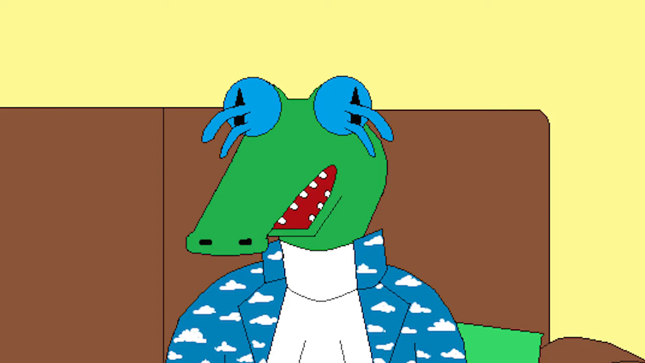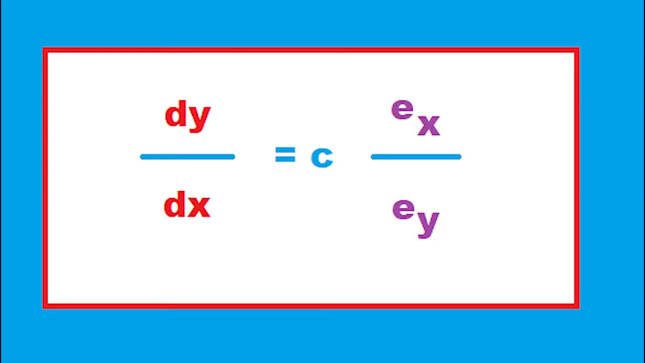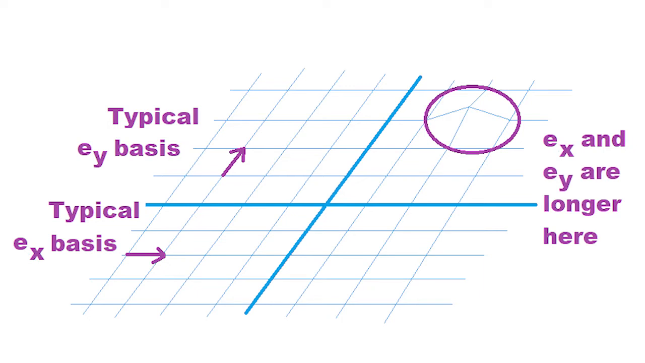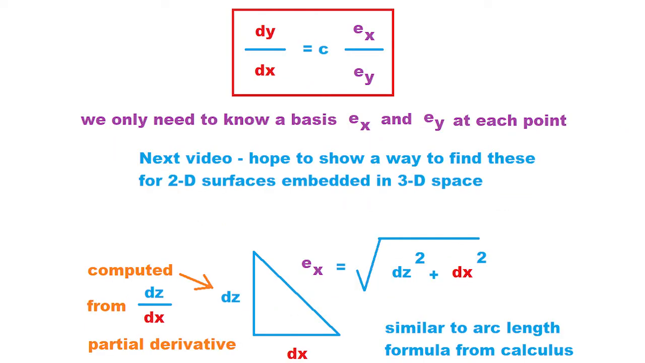In my last video, I showed my rationale behind the formula dy over dx equals c times ex over ey, representing a geodesic on a curved space where ex and ey are the basis vectors of the space varying from point to point. At the very end of the video, I hinted on how I could compute ex and ey in my next video, which I'm about to do right now.